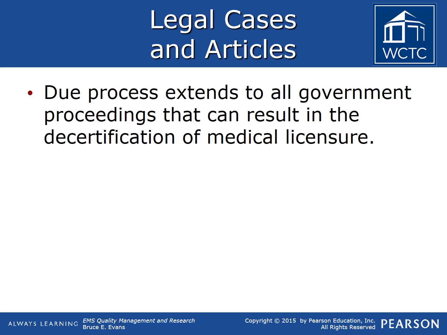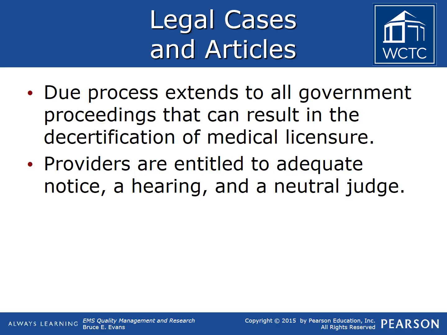These due process requirements also extend to governmental proceedings that impact EMS licensure. Before an EMS provider can have a license to practice revoked by the state, there must be an opportunity for a hearing. Adequate notice of the hearing must be provided, and there must be a neutral magistrate, often an administrative law judge, unaffiliated with the regulatory body seeking to take action against the provider's license. This is referred to as procedural due process.